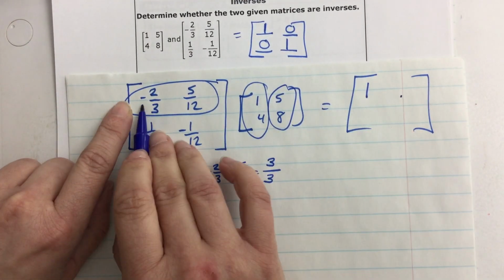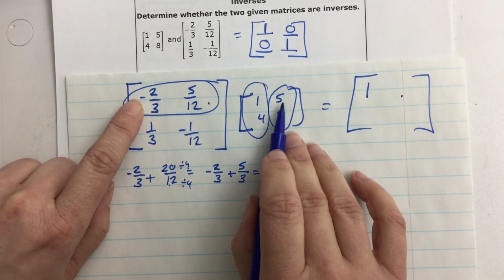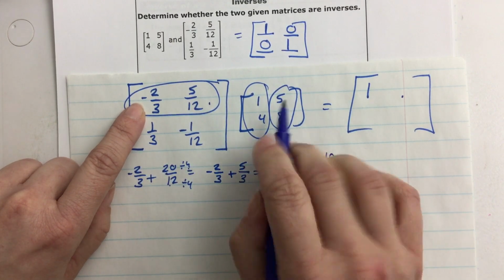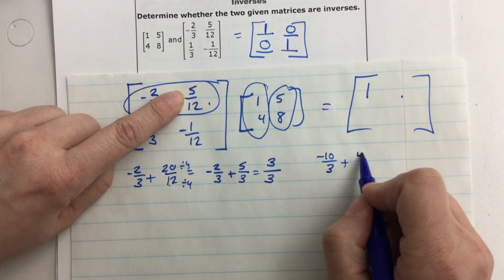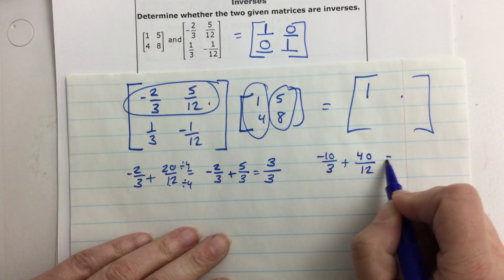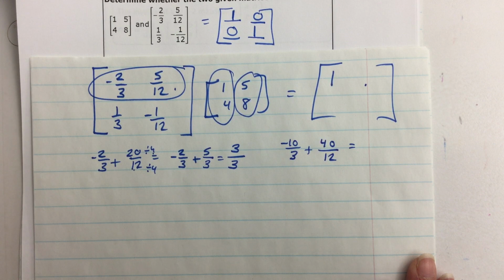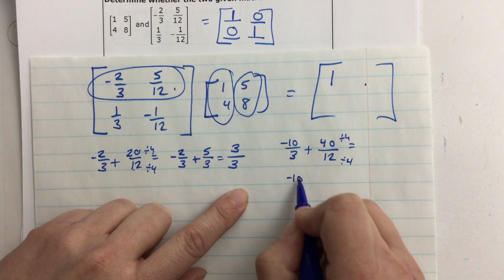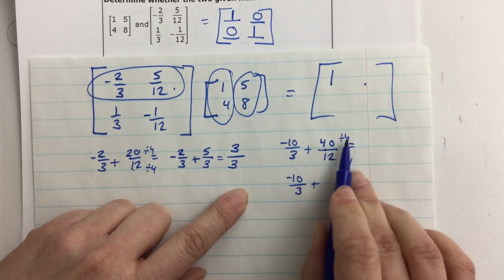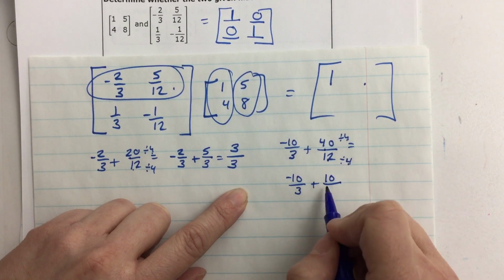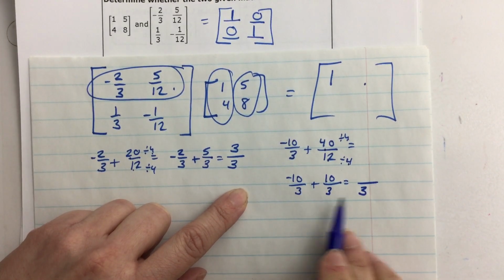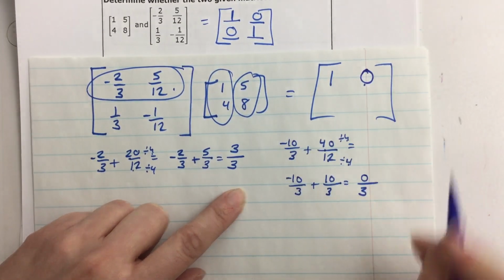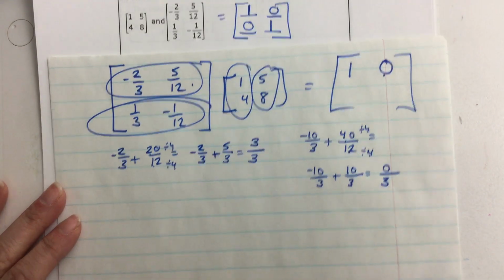Now to get this value, it's first row, second column. Top times top, bottom times bottom. So this becomes negative 10 over 3 plus, shift it over, shift it down. This is 40 over 12. Now again, I can't add them like this because you need a common denominator. I can divide my second fraction by a 4 again. So I would have negative 10/3 plus 40 divided by 4 is 10. 12 divided by 4 is 3. I have my common denominator. It's a 3. Negative 10 plus 10 is a 0. 0 divided by 3 is 0. So far it's working.